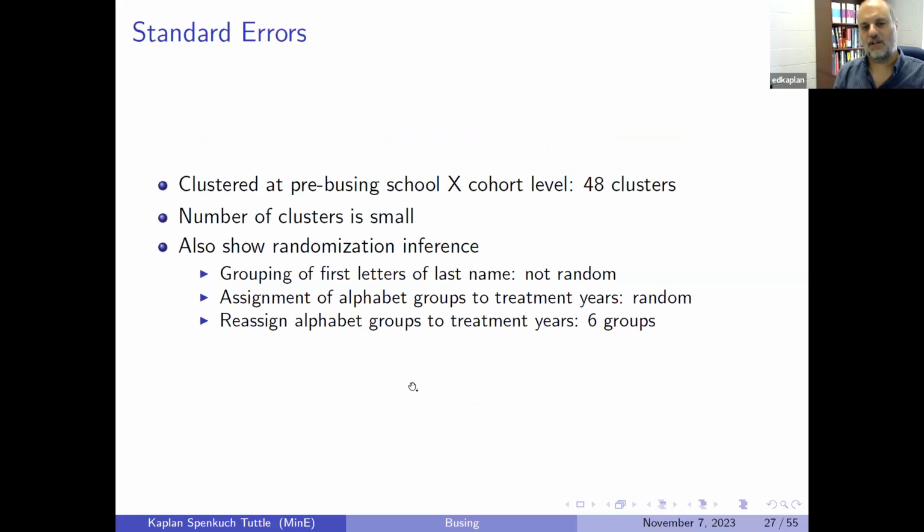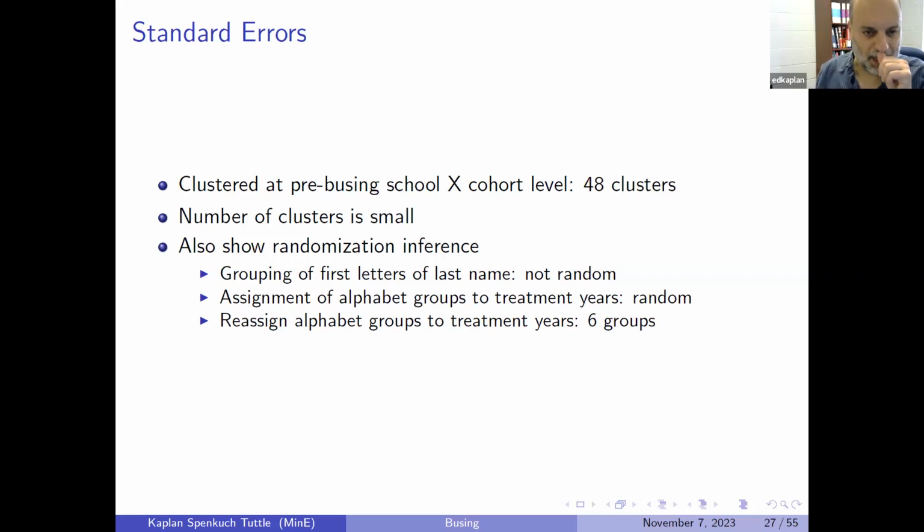For our standard errors, we're going to cluster at the pre-busing school across cohort level, which gives us 48 clusters. The number of clusters is small, so we're also going to show a randomization inference design. We think that the way that they chose to group the letters together was not random. A might have been put together with B, F, and Q for a reason that had to do with population balance or whatever.